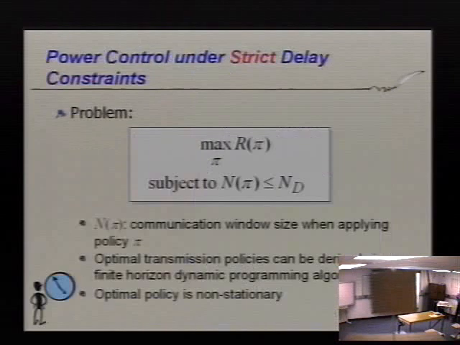Okay, for the strict delay constraint case, the problem is similar. The goal is the optimal transmission policy that maximizes the probability of success, where the exact communication window should be less than a preset deadline. This problem can be formulated as a finite horizon Markov decision process, and we find the optimum policy is non-stationary.